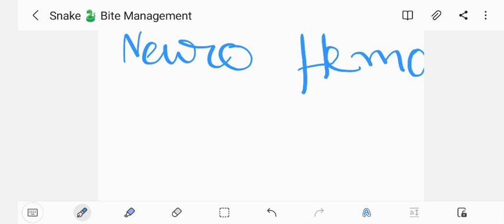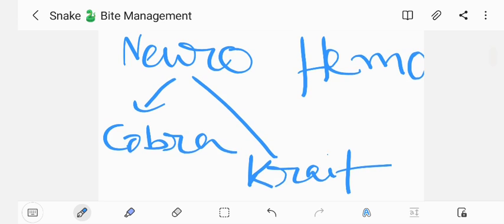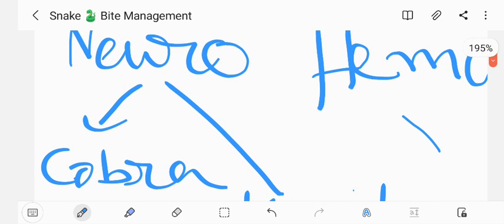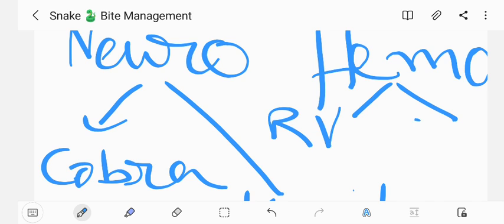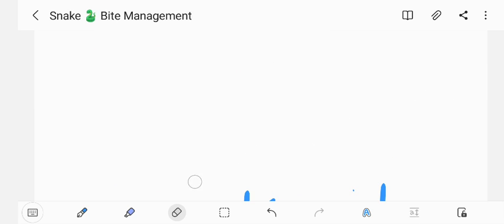In case of neurotoxic, we have cobra and common krait. And in case of hemotoxic, there is Russell's viper and saw-scaled viper. Now we will look at how we can manage a case of snake bite.